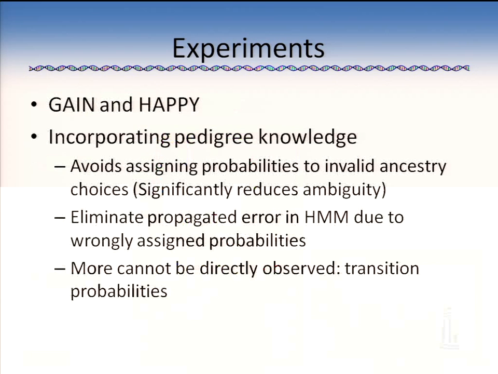To conclude the difference between GAIN and HAPPY: by incorporating pedigree knowledge, we avoid assigning probabilities arbitrarily, and this significantly reduces ambiguity. In the Markov model, errors arise from wrongly assigned probabilities that are not directly observed, for example the transition probabilities. We consider some transitions favored and some not, when either they are equally likely.